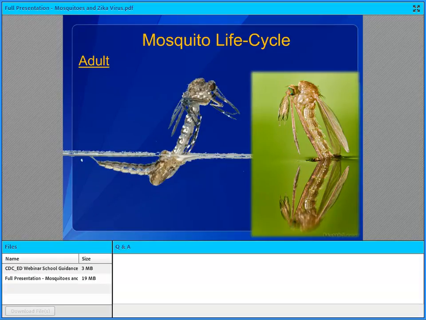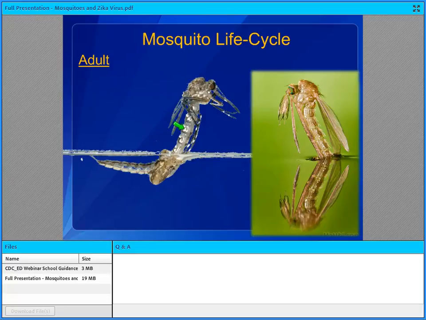These are some pictures of emerging adults coming out of the water. Remember that the Aedes species has the characteristic white stripes on the legs. So the mosquito on the left, you could see the white stripes on the legs. We know that's an Aedes mosquito. The species on the right doesn't have those white stripes, so this is not an Aedes mosquito. Very well may be a different species that can carry other diseases besides Zika, dengue, and chikungunya.